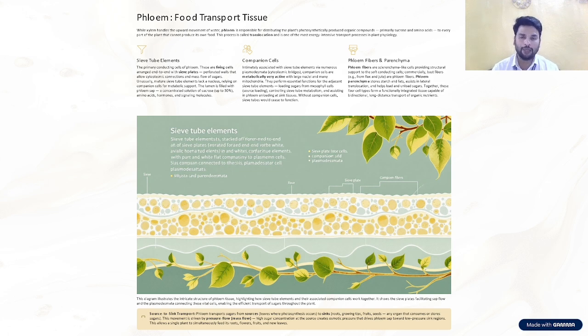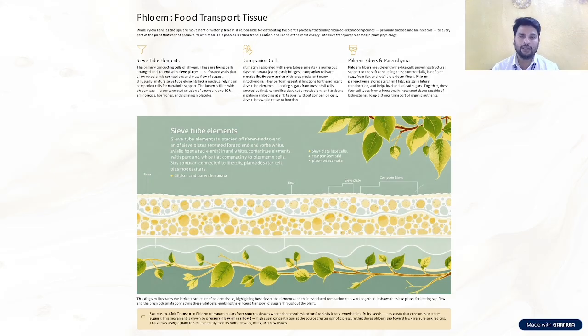First element is the sieve element, second is the companion cell, third is the phloem fiber, and fourth is the parenchyma. Sieve elements are the primary conducting cells of the phloem. These are living cells arranged end to end with sieve plates, perforated walls that allow cytoplasmic connection and mass flow of sugar. Usually mature sieve tube elements lack a nucleus, relying on the companion cells for metabolic support. The lumen is filled with phloem sap, a concentrated solution of sucrose up to 30%, which also consists of amino acids, hormones, and signaling molecules.